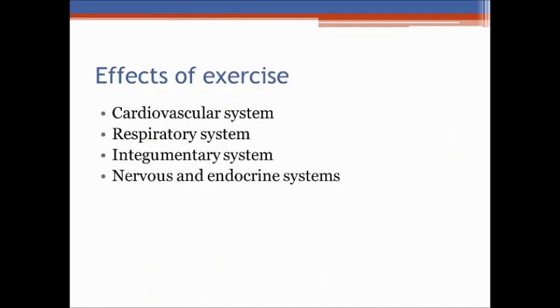During exercise, the cardiovascular system will dilate blood vessels and increase the heart rate to bring oxygen to tissues to allow more oxygen into muscles. The respiratory system will increase the respiratory rate to bring more oxygen into your system. The integumentary system will increase your amount of sweat gland production so that you're able to reduce the amount of heat going on in your body. And your nervous and endocrine systems will coordinate all of the above processes.